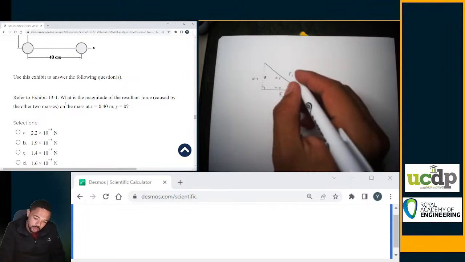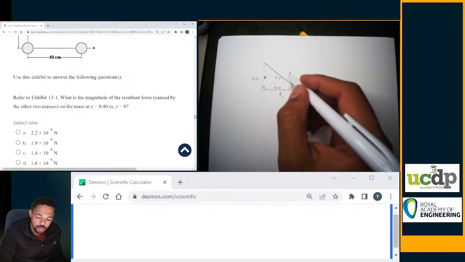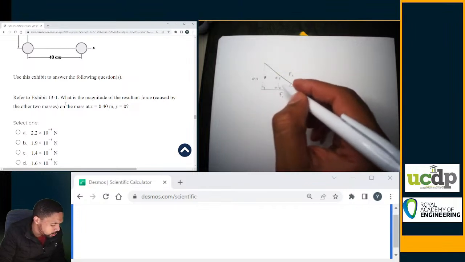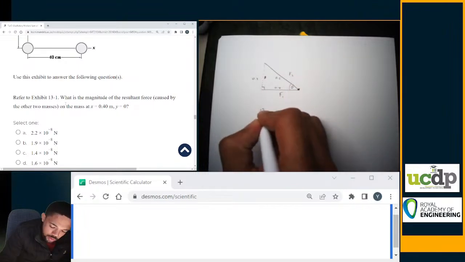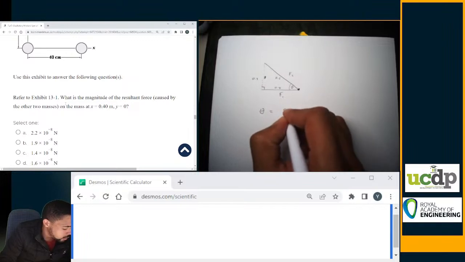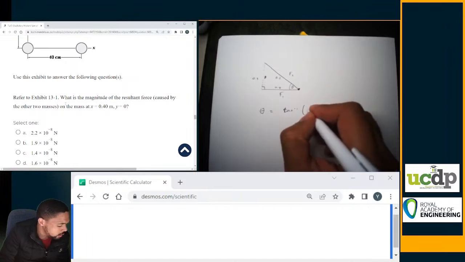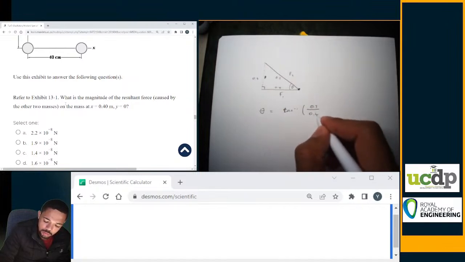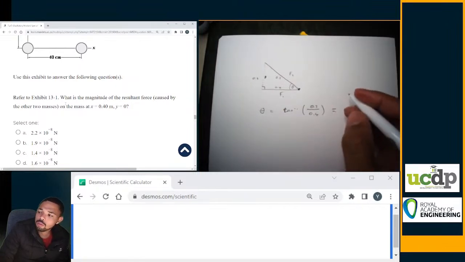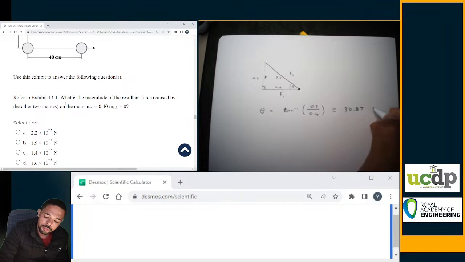We can work out the angle theta using the distances, since we have 0.3 and 0.4. So let's work out theta. Theta is equal to the inverse tangent, and this is basic trigonometry, of 0.3 over 0.4, opposite over adjacent, and that gives you a theta value of 36.87 degrees.